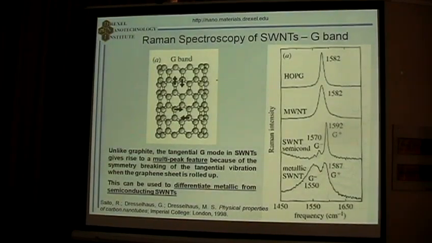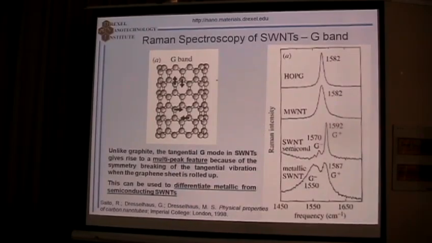Okay, now let's think about the G-band and Raman vibration of graphite here. So what is the difference between carbon nanotubes and graphite? In the case of graphite, we had all atoms in one plane, and all the vibrations were in the same plane. What happens when we have a carbon nanotube? We have a curved surface. So what does it mean?